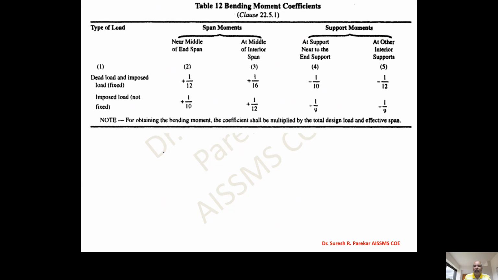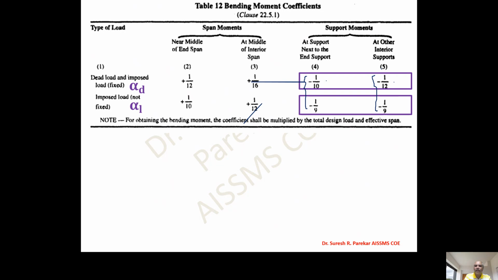So we have, at support next to the end support, minus 1 by 10, minus 1 by 9, and interior support minus 1 by 12, minus 1 by 9. Minus 1 by 9 for live load as it is, only change in dead load. So minus 1 by 10, minus 1 by 10. At end support we have moment 0, so we need not calculate for this. So now alpha D we have these values, alpha L we have these values.